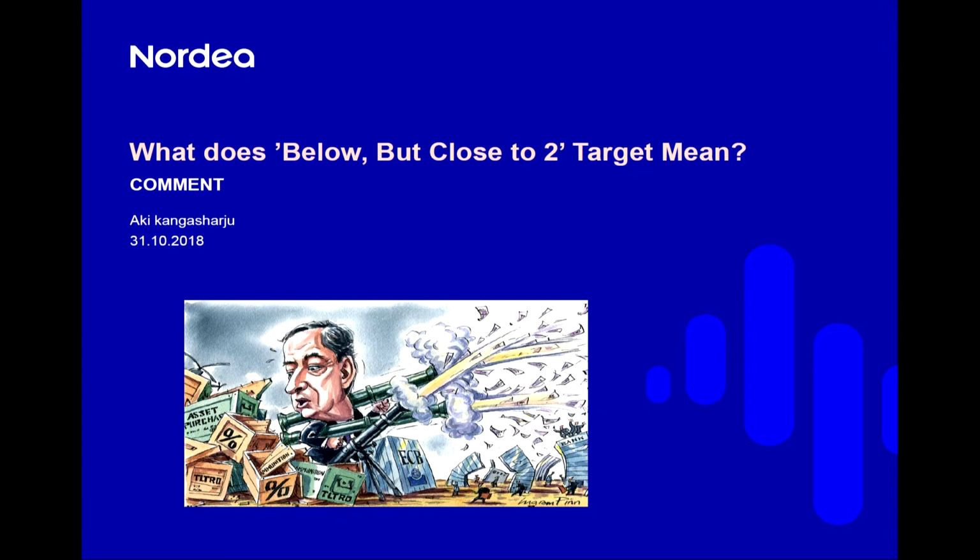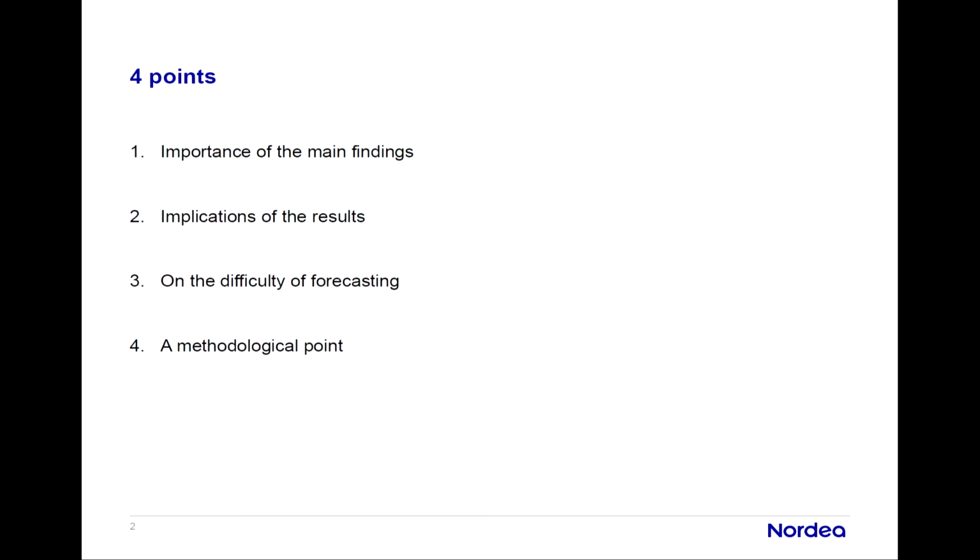I'm going to talk about four points here. First is the importance of the main findings. Here I comment on the importance and influence of the findings, and I find that the paper is, of course, very, very innovative and important. The second point is about the implications of the results. Here I relate your findings to the literature, which the Governor also referred to, that considers different monetary policy strategies like nominal GDP targeting or price level targets.